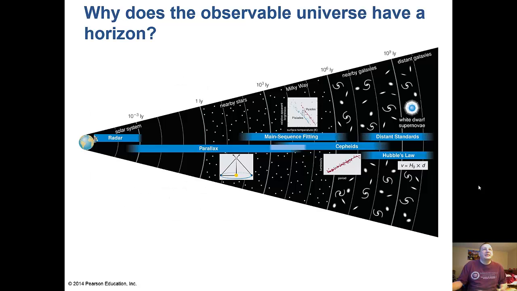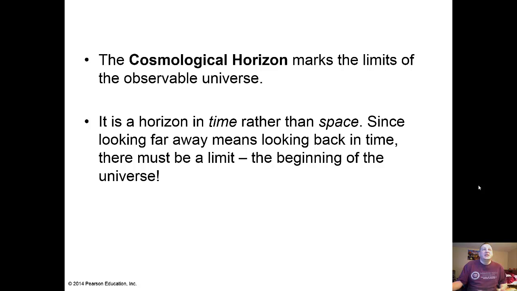So why then does the observable universe have a horizon to it? The cosmological horizon marks the limits of the observable universe. It is a horizon in time rather than in space. Since looking far away means looking back in time, there must be a limit, the beginning of the universe.